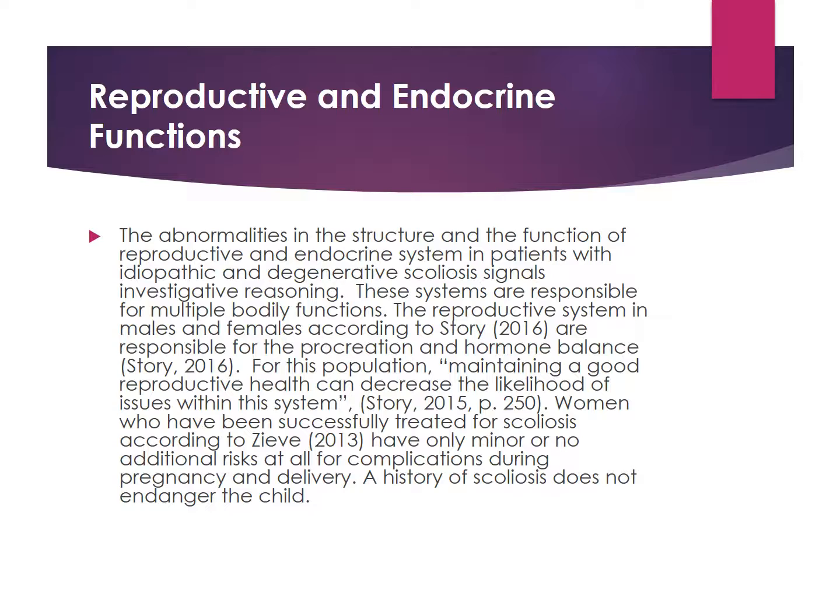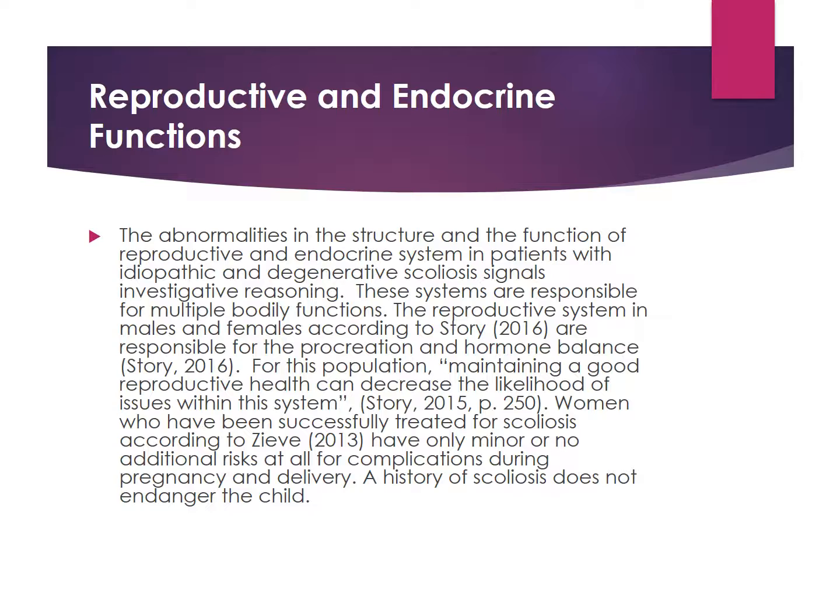The reproductive and endocrine system is also affected by this disorder. The abnormalities in the structure and function of the reproductive and endocrine system in patients with idiopathic and degenerative scoliosis signal reason to investigate. These systems are responsible for multiple bodily functions. The reproductive system in males and females is responsible for procreation and hormone balance.